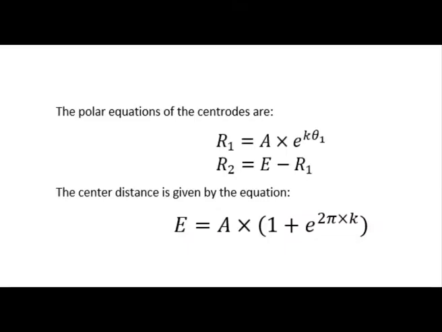The polar equation of the centroids are R1 equals A multiplied by e to the power of k multiplied by theta 1, and R2 will equal the center distance minus R1, of course. The center distance is given by the equation E equals A multiplied by (1 + e to the power of 2 pi multiplied by k), wherein A and K are constants.